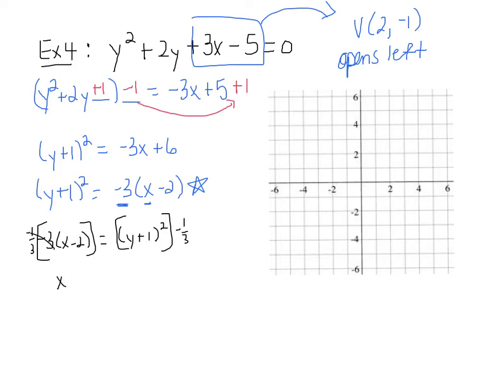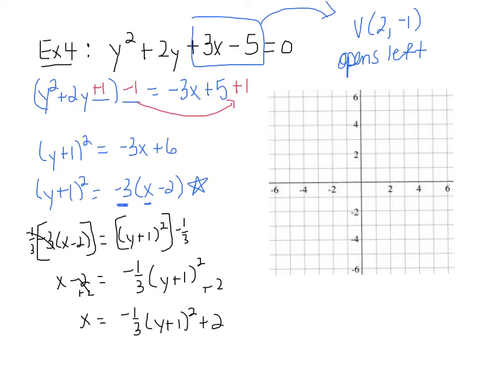Which is going to give us x minus 2 equals negative 1/3 times y plus 1 quantity squared. Then we're going to move that negative 2 over here and make that a plus 2. So we'll have x equals negative 1/3 y plus 1 quantity squared plus 2. Alright, so our ordered pairs 1, 1 and 4, 2, they're going to get multiplied by the negative 1/3. And remember that it is the x value that's getting multiplied.